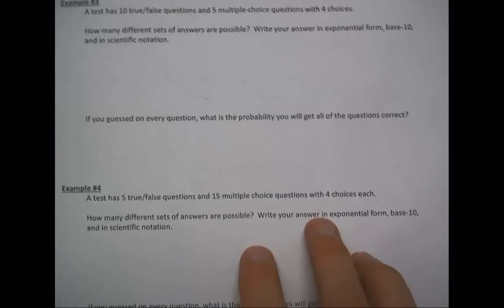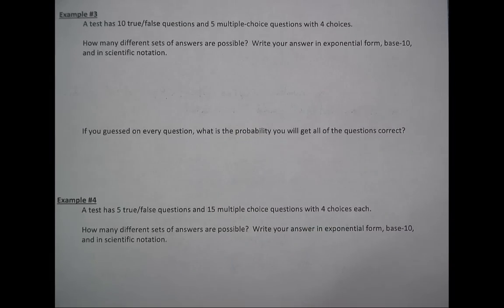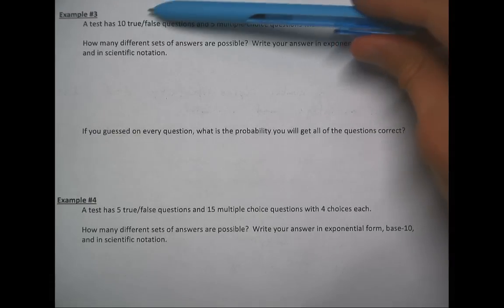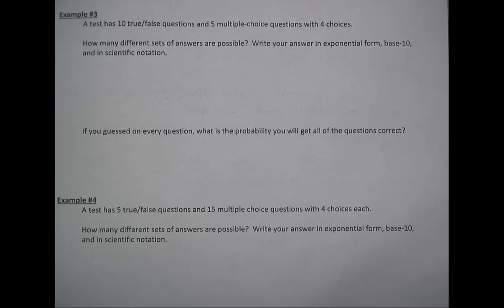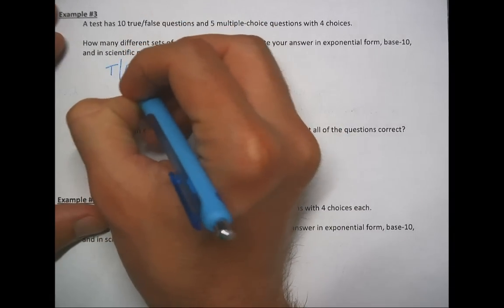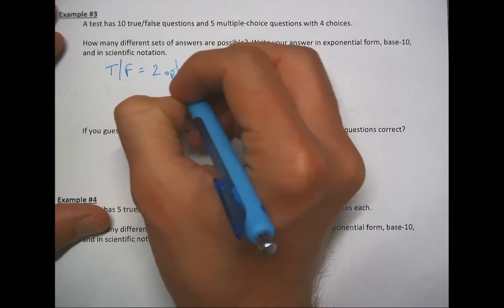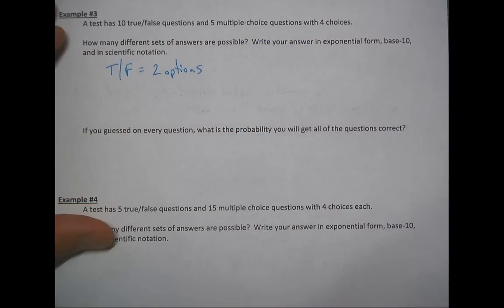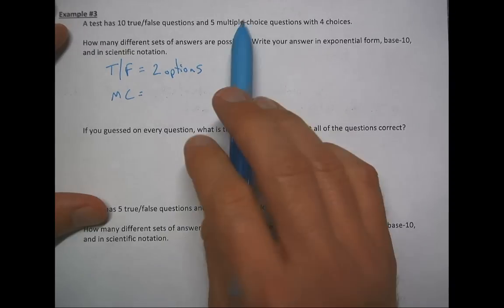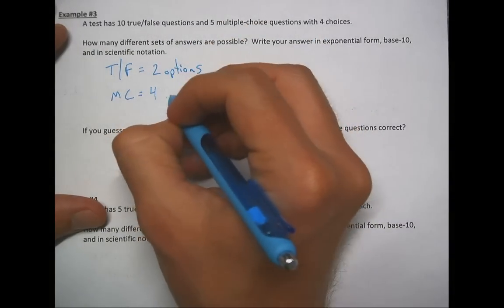All right, let's flip it over and let's start using some of these things in scientific notation. So example number 3, we're looking at a test. It's got 10 true or false questions, and then it's got 5 multiple choice questions, and those multiple choice questions have 4 choices. So true or false, you think about it, how many different options are there? There's only 2. So when you have a true or false question, you have 2 options, true or false. Now on your multiple choice questions, every test is different, but on this specific one, there's 4 options for each one.